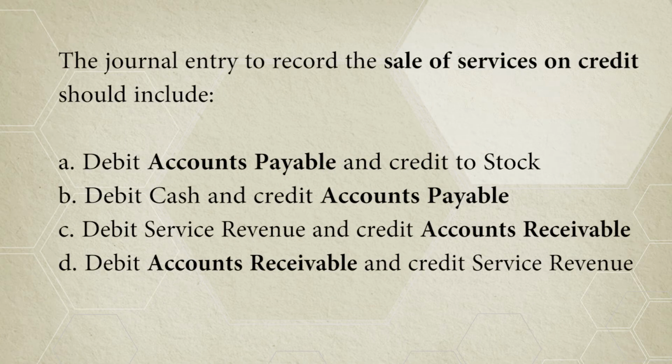Look for keywords. If a question talks about charging customers or clients or sales, highlight sale of services on credit. The answer has to have accounts receivable in it, not accounts payable. Accounts payable deals with vendors and suppliers. Then consider normal balances and increases and decreases. Taking into account these keywords, you see that the answer is D. Revenue increases with a credit.